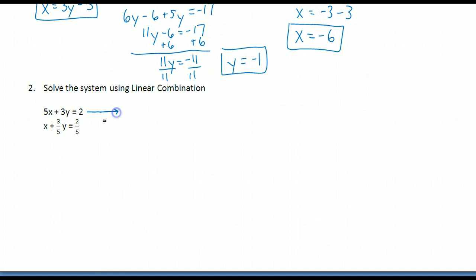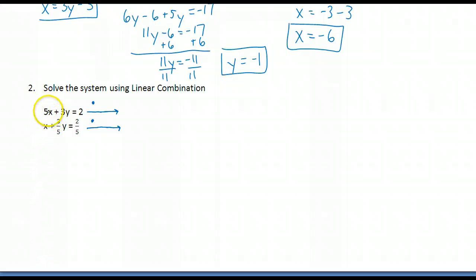Step 1. Multiply both equations by numbers so that the coefficients of one of the variables are opposites. It doesn't matter which variable I eliminate. It doesn't matter which variable I make opposite. In this example, my y's have a fraction. So I'm going to try to avoid working with my y's in this example. I'm going to work with my x's.